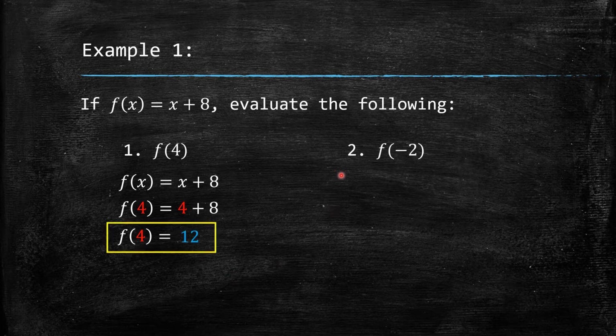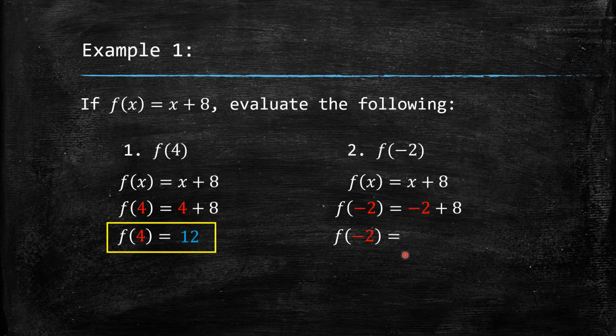Next, number 2. f of negative 2. So we are going to evaluate and we will use the same function, but now the x value is negative 2. So first is use the given. Next, replace x with negative 2. So we will have f of negative 2 equals negative 2 plus 8. So f of negative 2 is equal to negative 2 plus 8, that is positive 6. And that will be our answer.